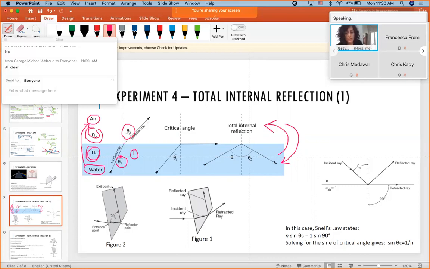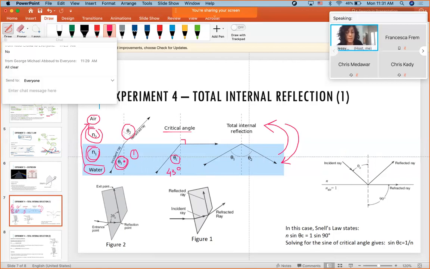As you increase theta 1, you reach a point where you hit theta critical. Theta critical is the angle at which refraction occurs with a 90-degree angle. That's the critical angle. So for angles smaller than theta critical, let's assume theta critical is 43 degrees. This is a simple assumption. I don't know what the theta critical for water is, but we can calculate it and I can show you how.